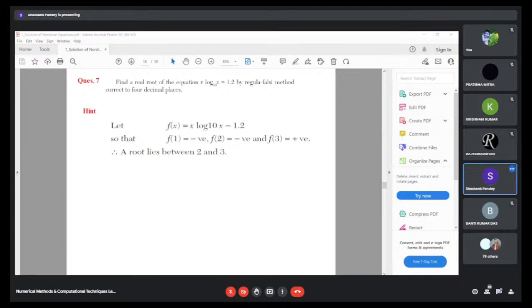X of 4. We have one equation, real. Find the real root of the equation x log x, obviously base 10, is equal to 1.2 by regula falsi method up to 4 decimal places. One of the hints is that the root is lying between 2 and 3.